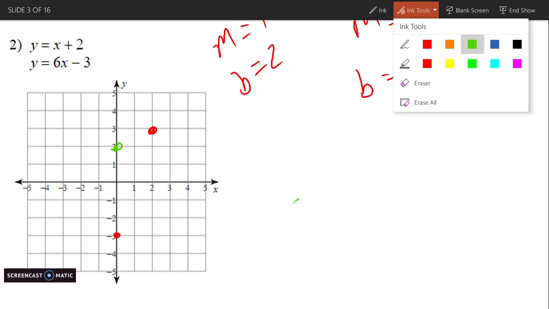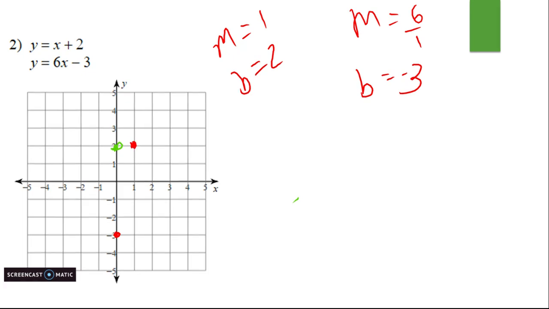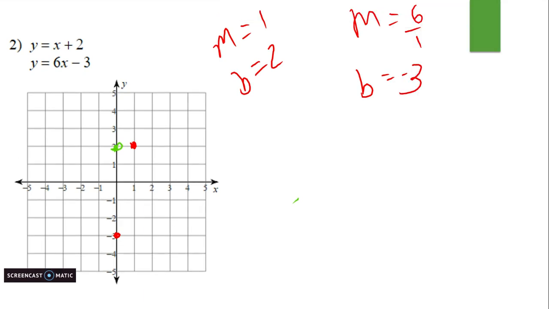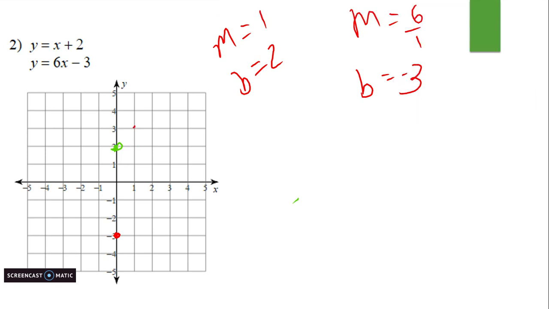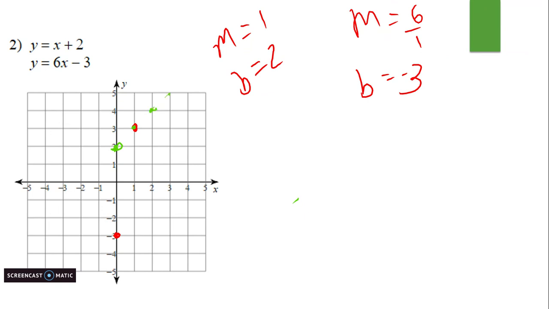Everybody makes mistakes, huh? The slope is 6 over 1, so we're going up 6 and over 1. And switching back to green. Oh, that's still wrong. Goodness gracious. All right, so we're going up 6 and over 1. There it is. And then for our other one, we're up 1 over 1, so we're going to intersect right there. Let's go ahead and draw our two lines.